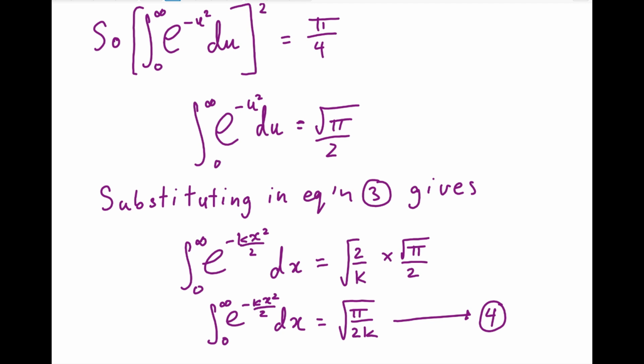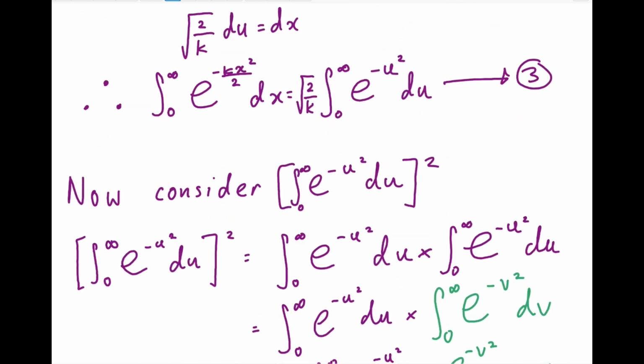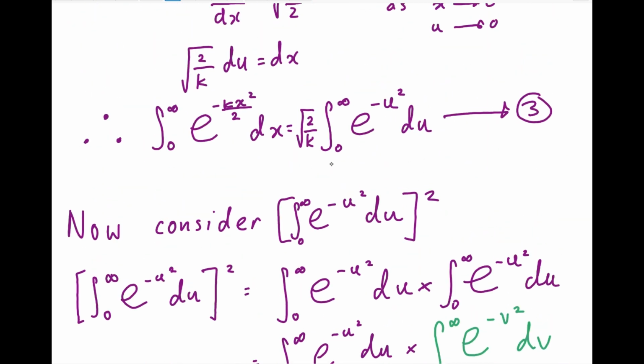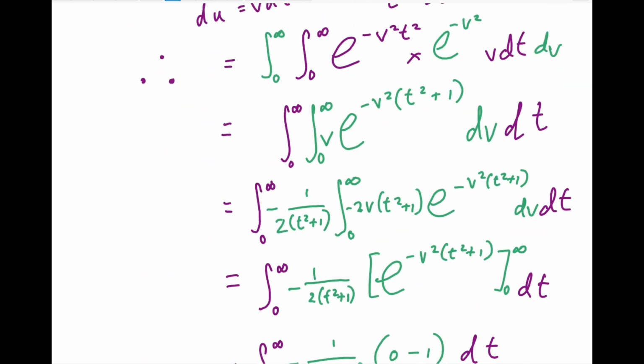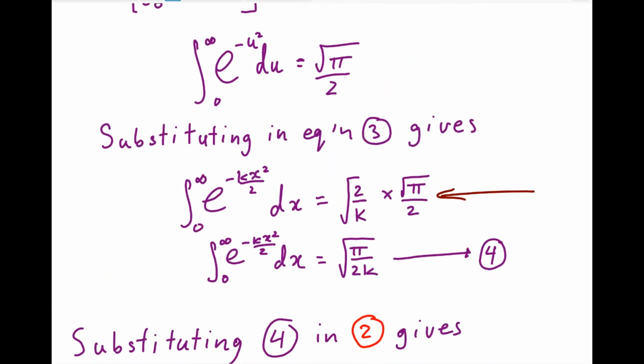It says substituting in equation 3. So let's just slide up to equation 3. Essentially, we want to substitute for this guy. But let's just take a look at equation 3. So we substitute in equation 3. We're just replacing this guy with the result that we got below, root pi on 2, to give us this. So it says the integral of e to the minus kx squared on 2 from 0 to infinity is equal to root 2 on k by root pi on 2. We simplify. It gives us this guy, which we'll call equation 4.